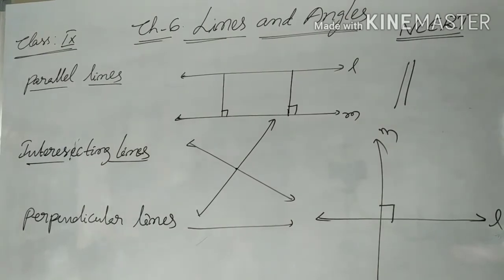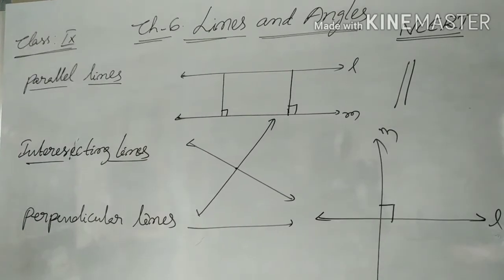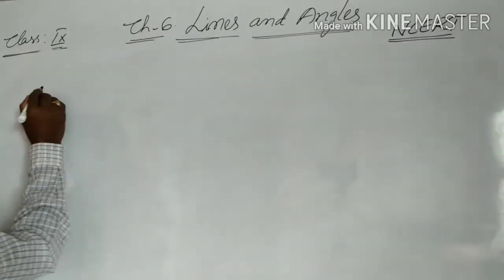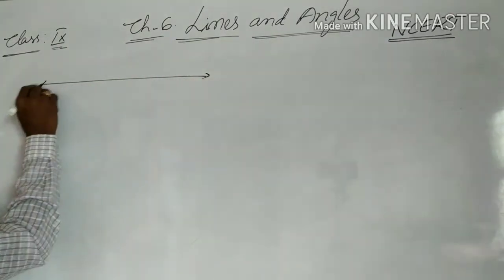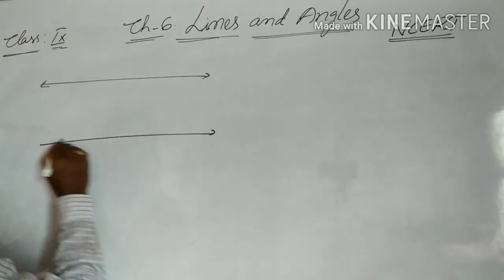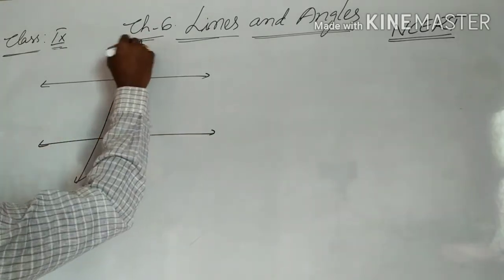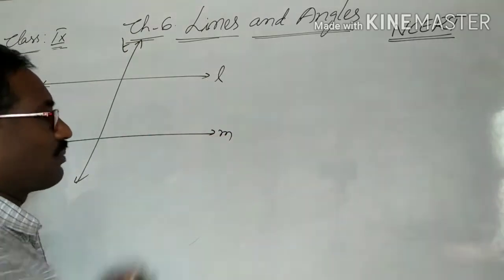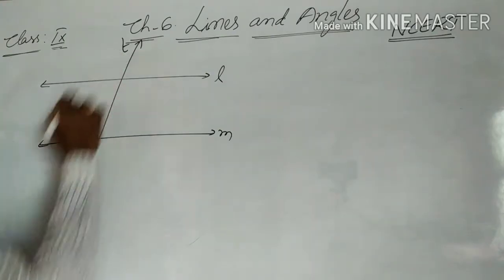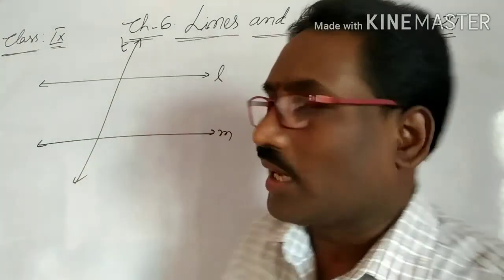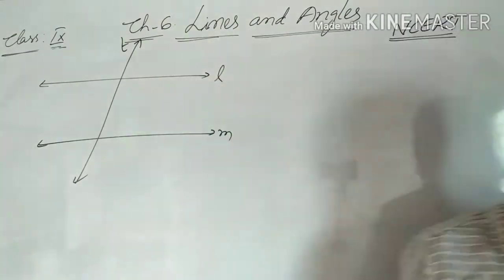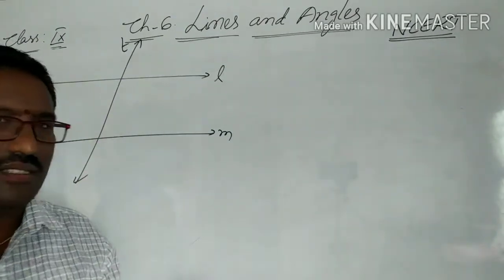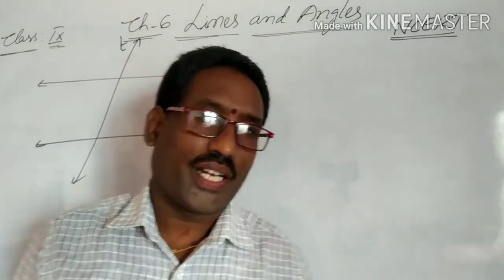See, observe here, L and M are two lines. This is a transversal. Transversal, what is the meaning? This is L, this is M. L and M are two lines. T is the transversal. Transversal means a line that intersects two or more lines at different points. That is called a transversal.